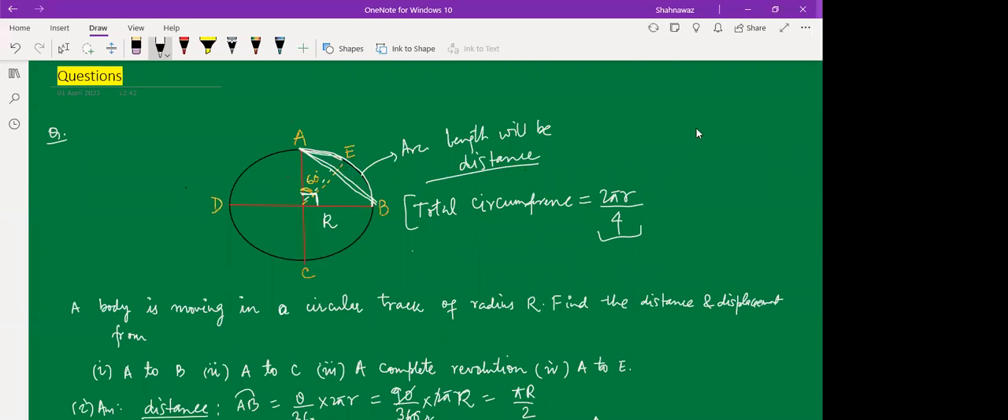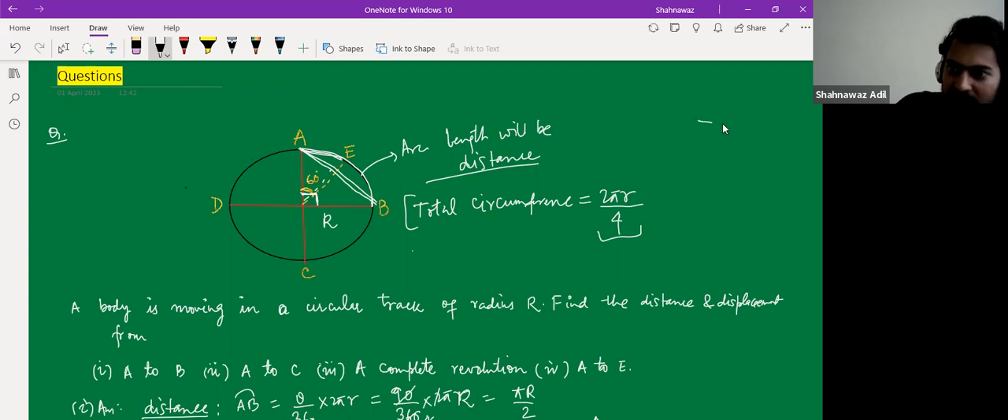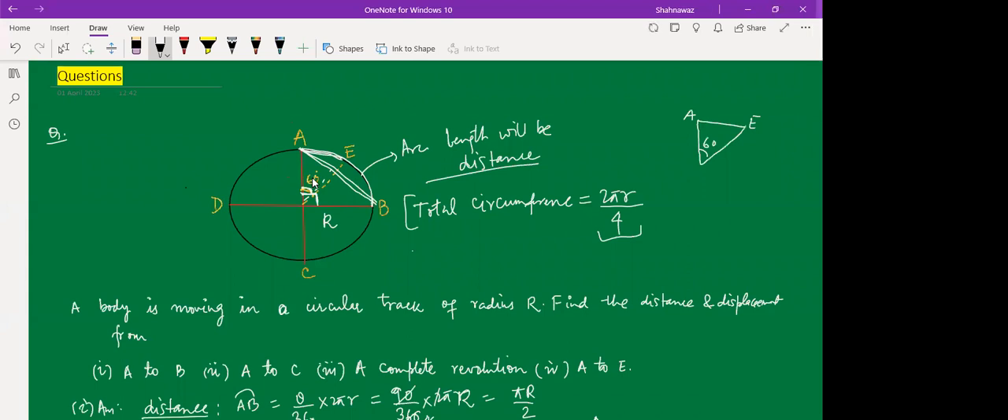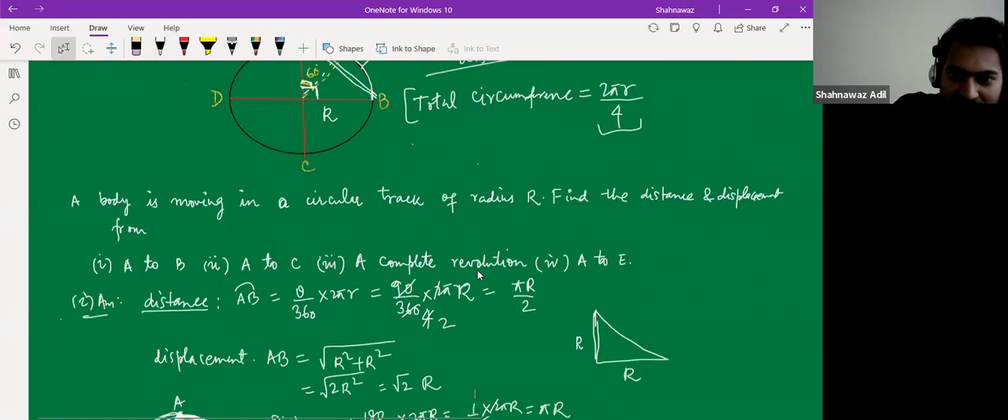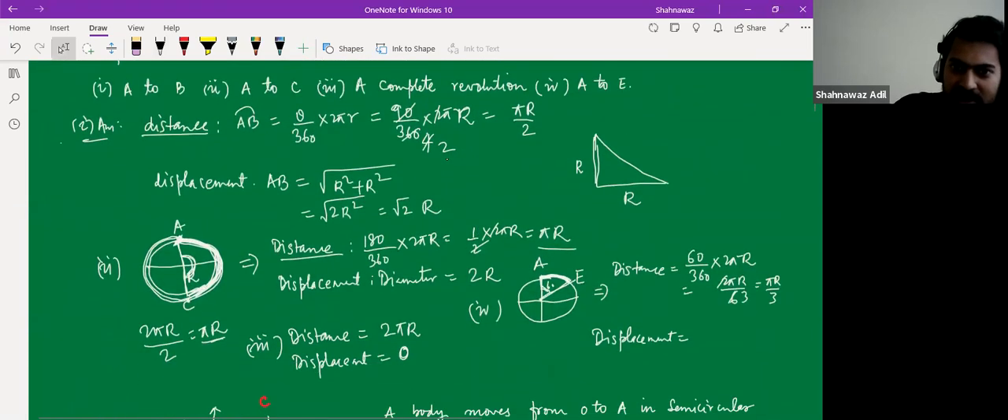So let's say we are in this circle, and this is AE, and this angle is given as 60 degrees. Sir, it is an equilateral triangle because the angle is 60. Yes, absolutely right. This is an isosceles triangle with R sides, and this is 60, so this will be 60, and AE is R. So from geometry, we can calculate the displacement here, which will be R. Understood this question?